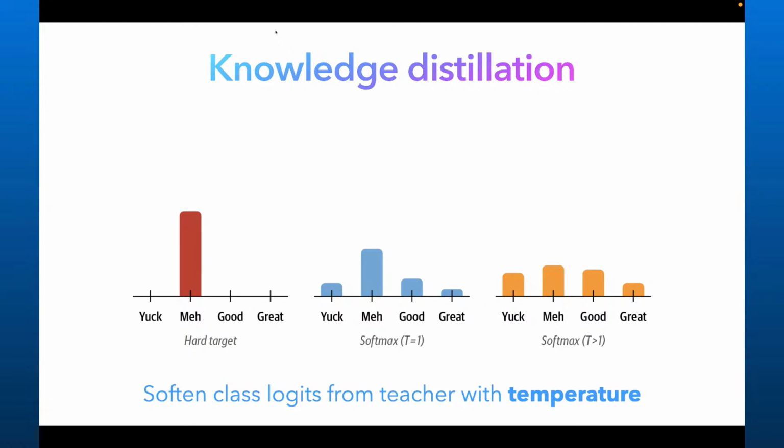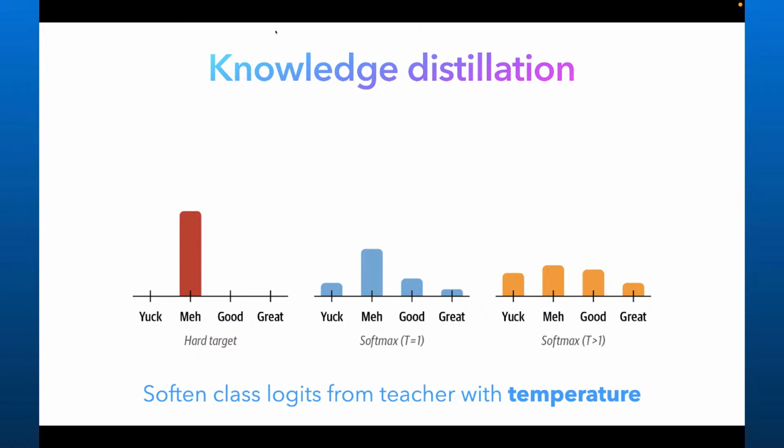If you've never heard of temperature, it's just a technical term to describe how we can soften the distribution of the predictions from a model. The way it works is, on the left-hand side, you can see we've got the ground truth. So we've got this "the tacos were okay" review, and the ground truth is just one value, right? It's only "meh" and nothing else. But the teacher will make some predictions of the distribution, and that's what we see here in the middle with this softmax, where the temperature is equal to 1. That's just what the teacher would predict, distributed across these classes. You can see that it's peaked around "meh" because the model is quite good.